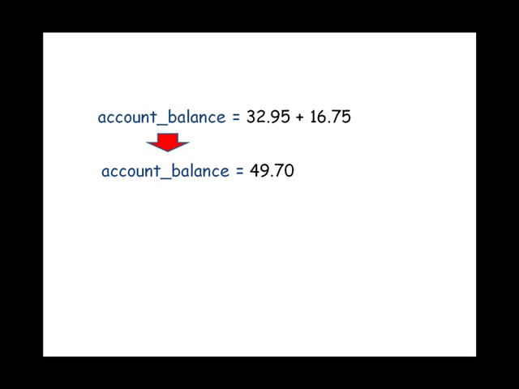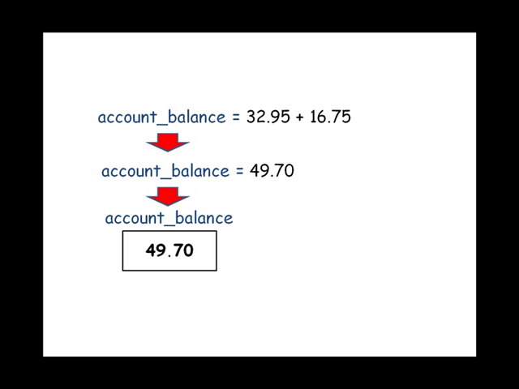And when we do that, the value 49.7 gets placed into the memory location, which we call account_balance. Any value that was already there is erased and overwritten with our new value. Remember that variables can only hold one value at any one point in time.